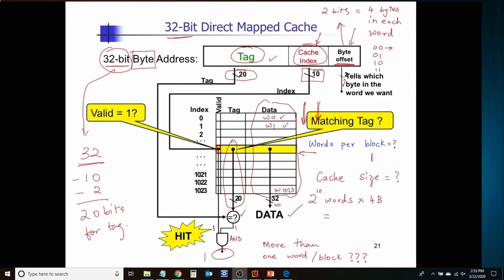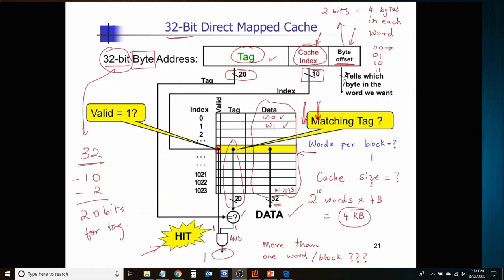So that would correspond to a 4 kilobyte cache. That's how we are going to know whether things are present in the cache or not, and how we can quickly find them.